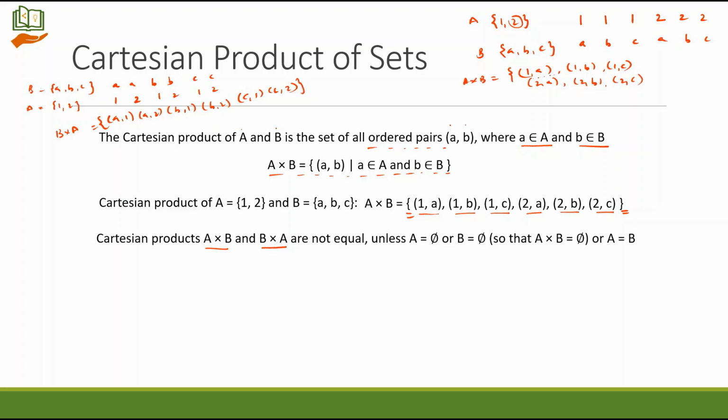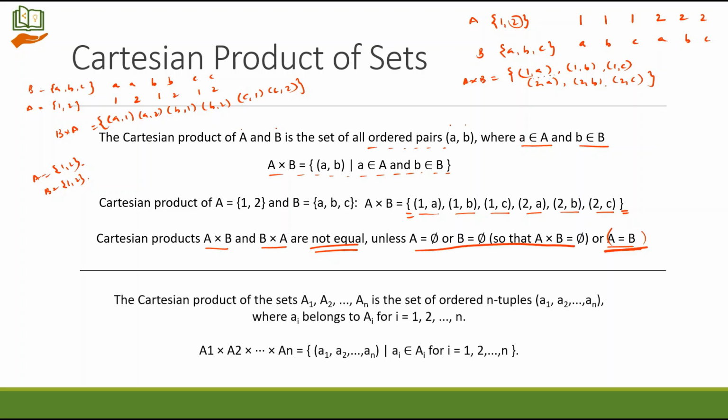Are they equal? They are not. That is what they say, they are not equal. So either A should be empty or B should be empty, so that the Cartesian product will also be empty. Either that should be the case or A equal to B should be the case. It means when you have A is equal to {1, 2} and B is also equal to {1, 2}, A cross B will be equal to B cross A. This is possible because we have the same elements in both the sets.